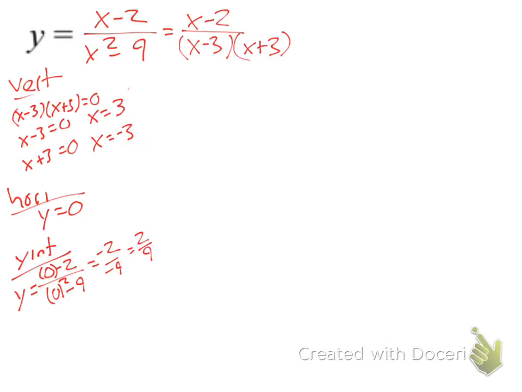Wait a minute, guys. If I back up to here, couldn't I just cover up anything that has x's in it? And you get negative 2 divided by negative 9, which is 2/9. Now, guys, I don't want to leave this as y equals 2/9. I need to write this as a point. 0, 2/9. I plugged in 0 for x and got 2/9 out.